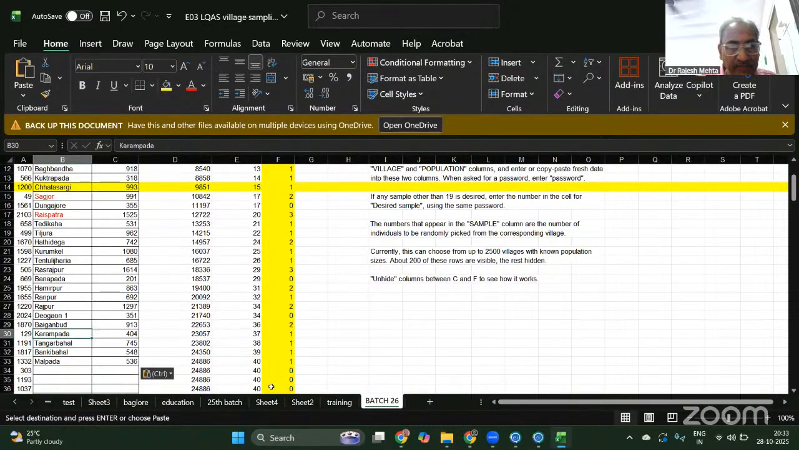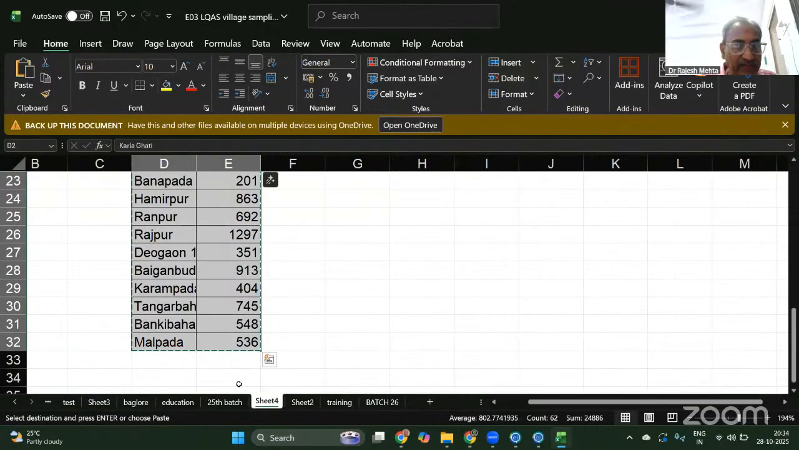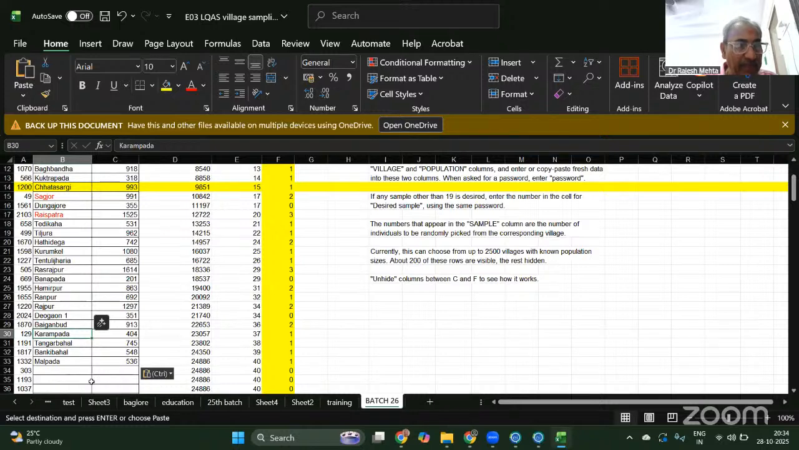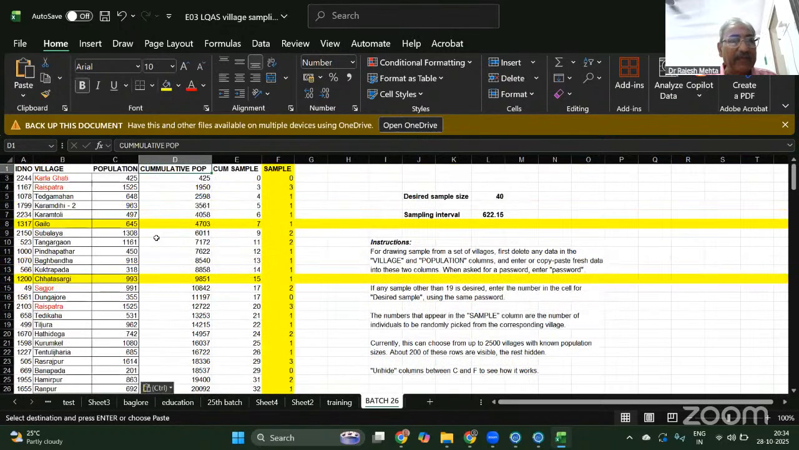Now let's compare. The last village is Malpada. In this last village, Malpada. Now, what we are supposed to do now, let me first check any problem in copying and pasting. Clear?